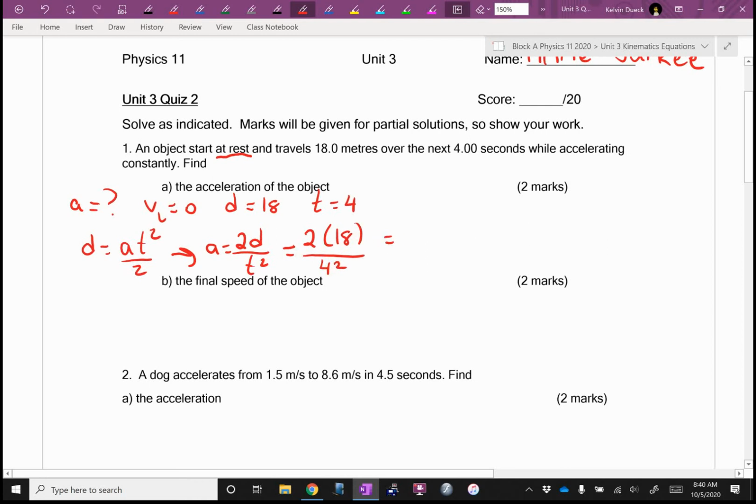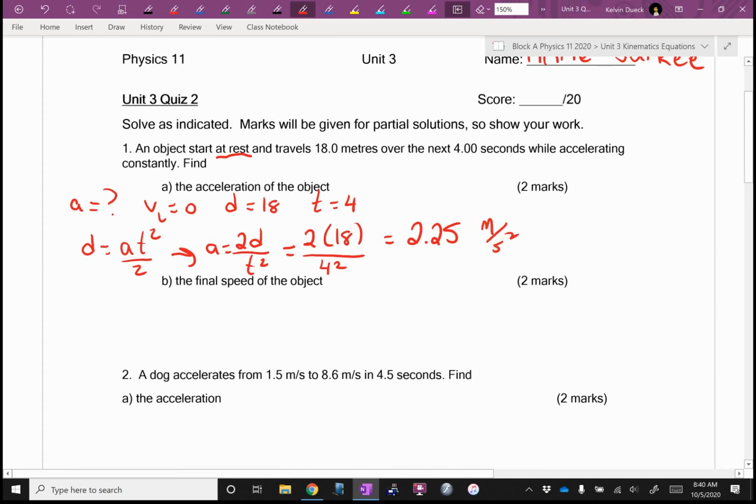I think I can do that in my head. It's going to be 36 divided by 16, divided by 2 divided by 2. It's going to be 18 over 8. It's going to be 9 over 4. It's going to be, is it 2.25? Yeah. And acceleration, meters per second squared.